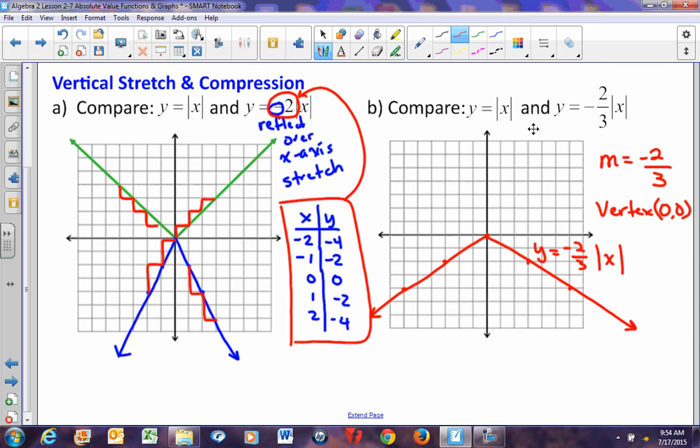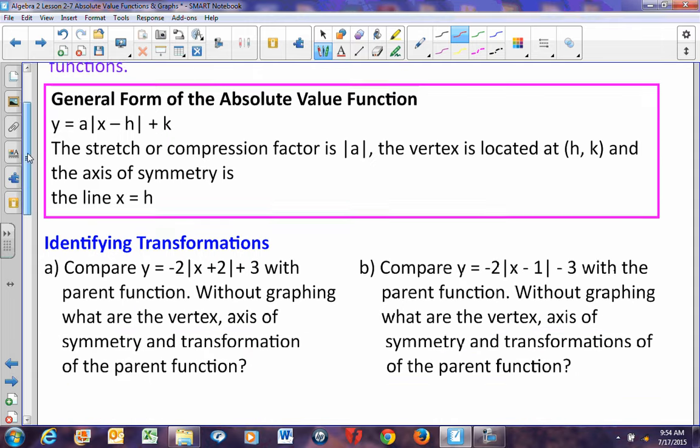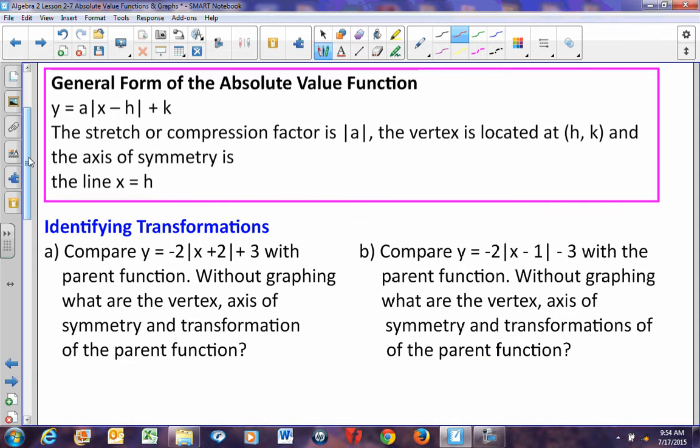And these two things here lead to a general form of the equation. You combine the stretches and the compressions with the equation translation to write a general form of the absolute value function. The general form of the absolute value function is y equals a absolute value of x minus h, plus k. The stretch or compression factor is the absolute value of a. The vertex is located at (h, k) and the axis of symmetry is the line x equals h.